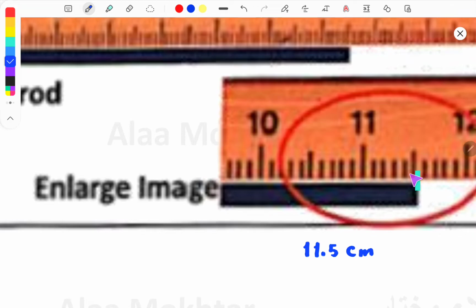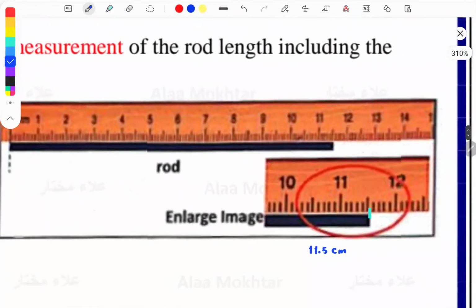How can I calculate the uncertainty number? Okay. Make it smaller again.